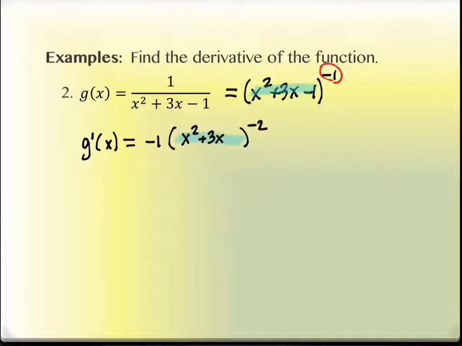There's this tendency to manipulate them both at the same time, and you don't. You manipulate one piece at a time while holding the other piece constant. So I held the inside constant and I manipulated the outside. And then I'm going to multiply by the derivative of what's inside. So what is the derivative of x squared plus 3x minus 1? 2x plus 3. You got it.